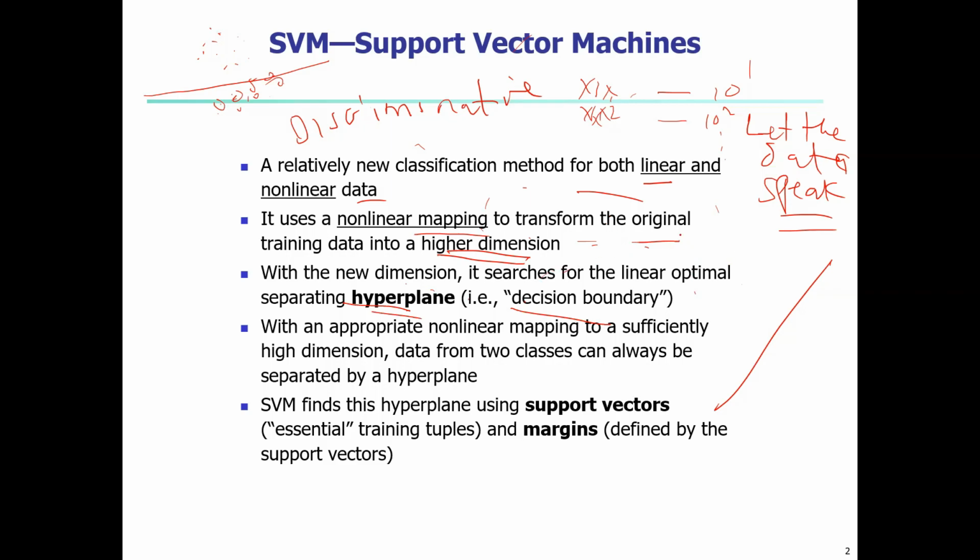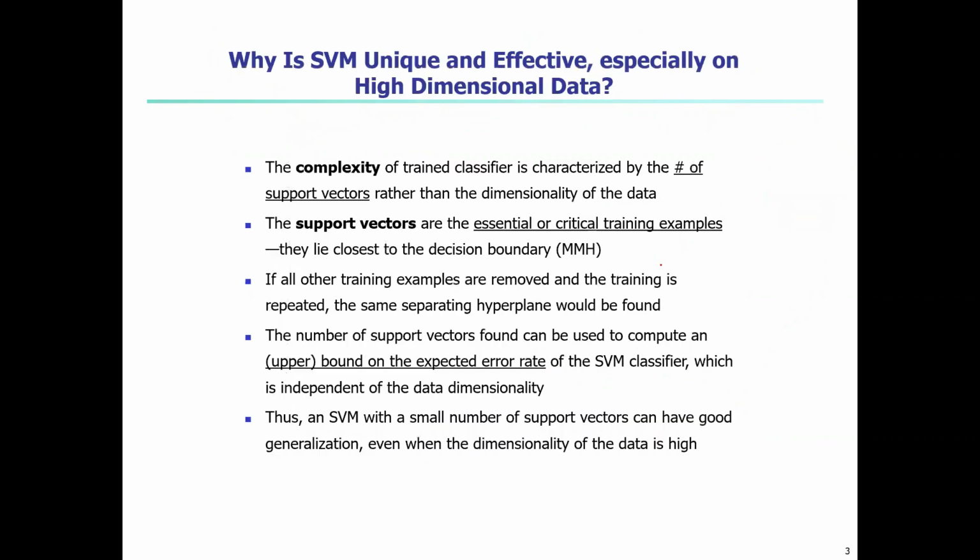So with an appropriate nonlinear mapping to a sufficiently high dimension, data from two classes can always be separated by a hyperplane. You can see we always mention two classes because SVM only works for two classes. So when you have more than two classes, then you need to build multiple SVMs, either one against all or one against one. We're going to do that later on. SVM then finds the hyperplane using support vectors, which are essential training tuples, and the margins defined by the support vectors to separate the data once the training is done.